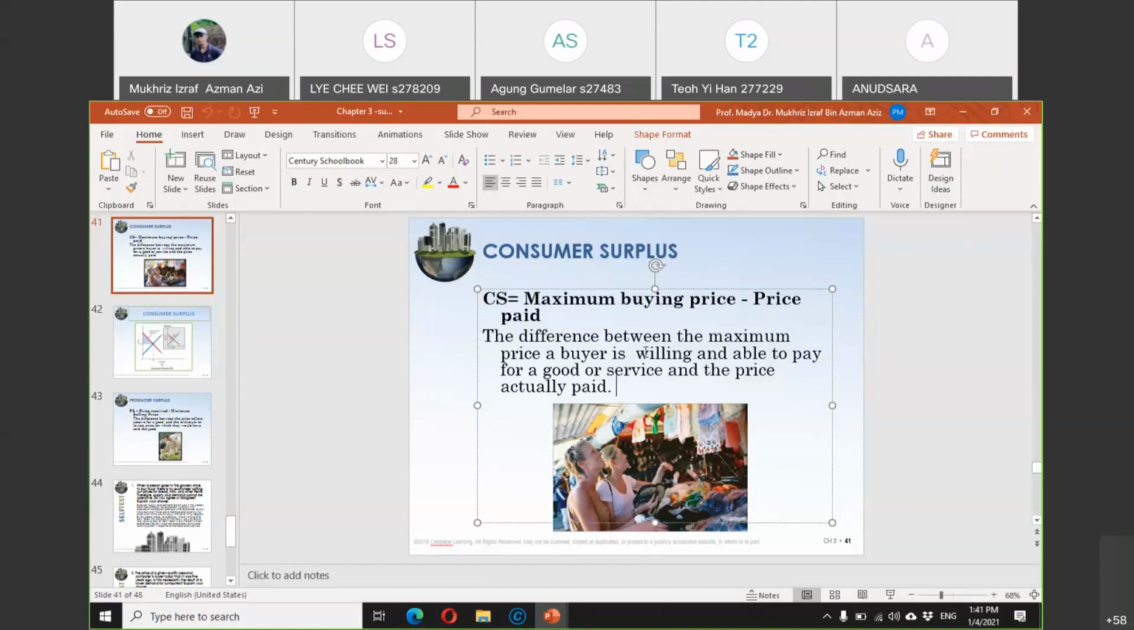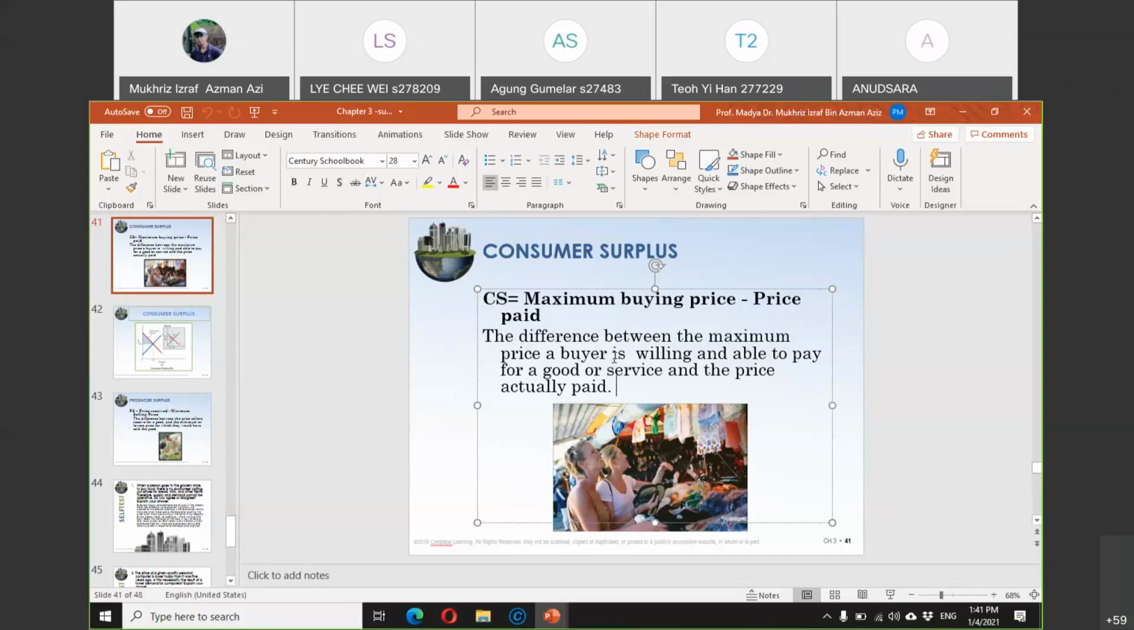So last year people were willing to pay up to 100 ringgit per box of face mask, although the cost to produce may be very, very low. But now people are not willing to pay that high anymore. That's why the price has now dropped to 5 or 6 ringgit per box of face mask. So CS is basically what you are willing to pay versus what you actually paid.